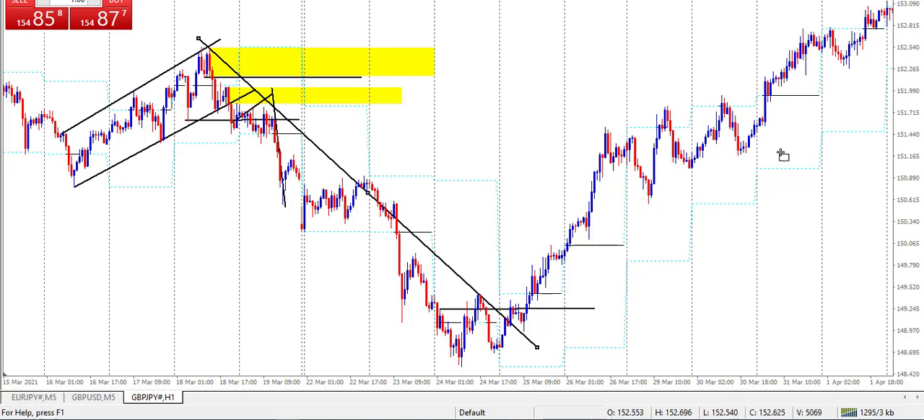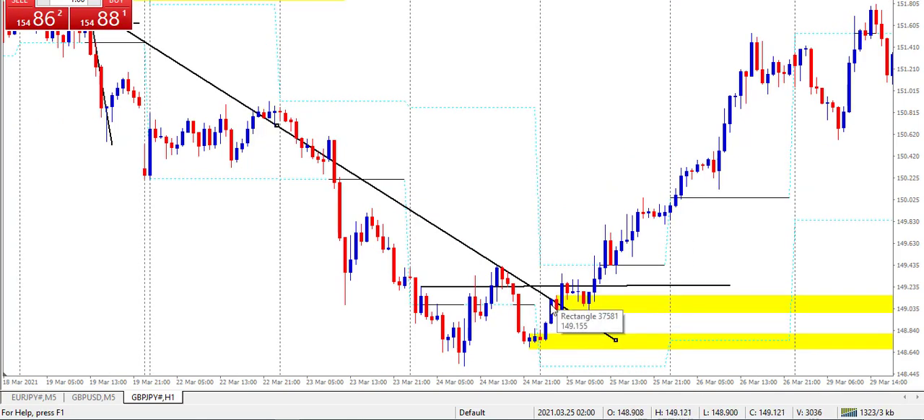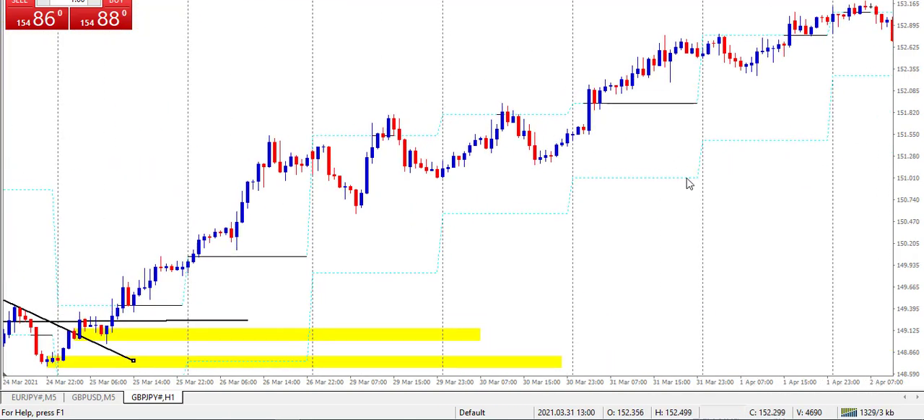This is a break of structure and we mark out our order blocks. This is our order block number 1. This is our order block number 2. So these are the order blocks which we are expecting price to come back to and move up for our confirmed, new trend. Price came back and retested this order block, as you can see, and actually threw a confirmation pin, and price started going up.